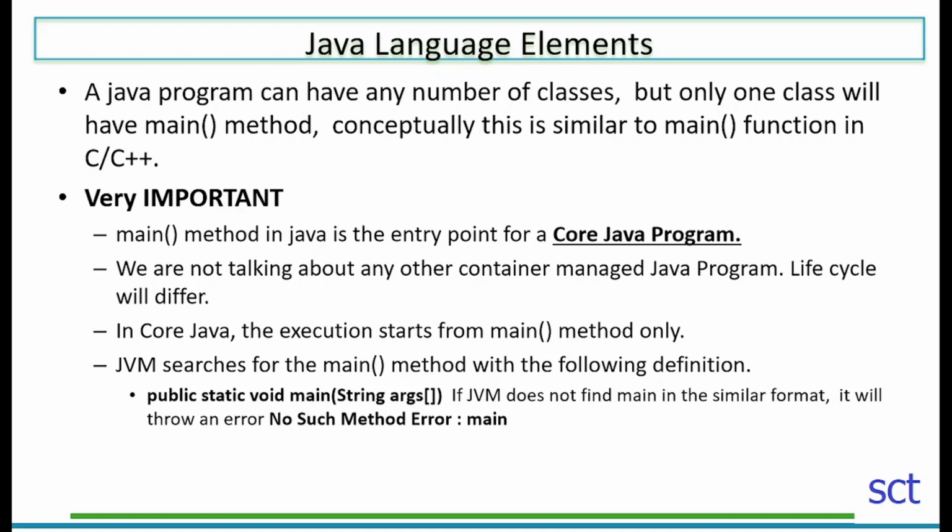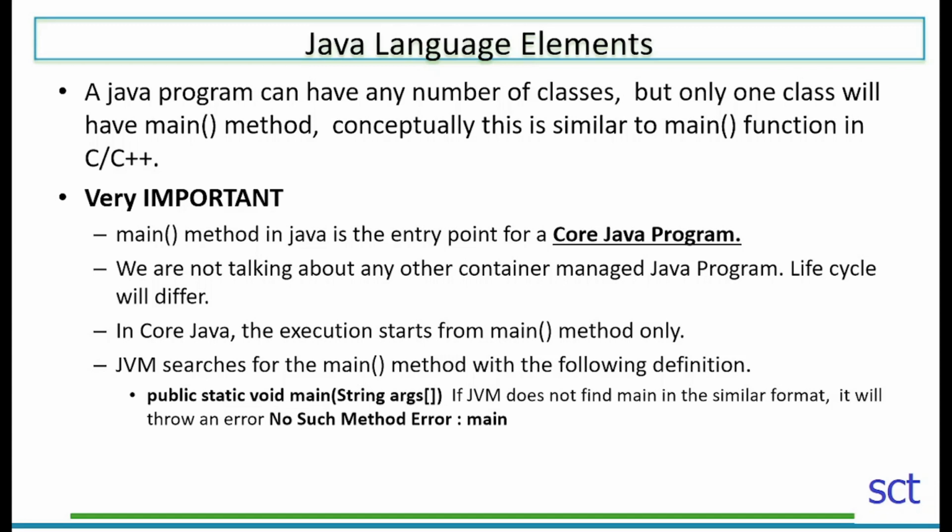Next, we will look into the Java program. A Java program can have many classes, but only one class will have the main method. Conceptually, this is similar to the main function in C or C++. A main method in Java is the entry point for the core Java program. In core Java, the execution starts mainly from the main method only.